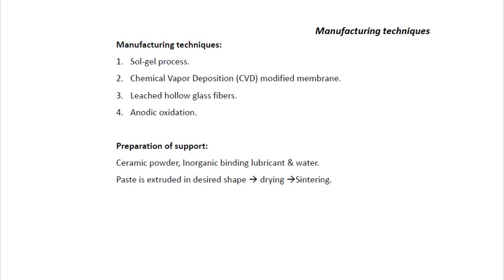Now, manufacturing techniques of inorganic membranes. Inorganic membranes can be manufactured by different processes. First is the sol gel process. Then it can also be generated by the chemical vapor deposition process, by leached hollow glass fibers, or by anodic oxidation. So basically there are different processes. In this lecture we will only study the sol gel process, which is the most important process and widely used at commercial scale for the manufacturing of inorganic membranes.